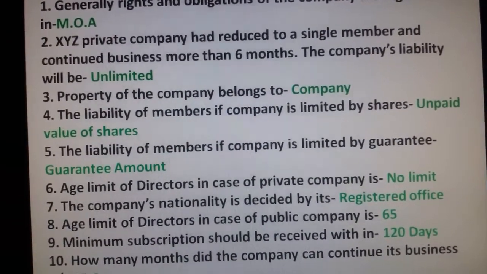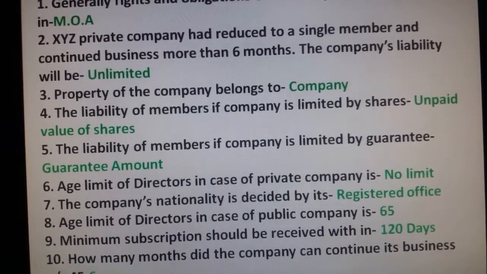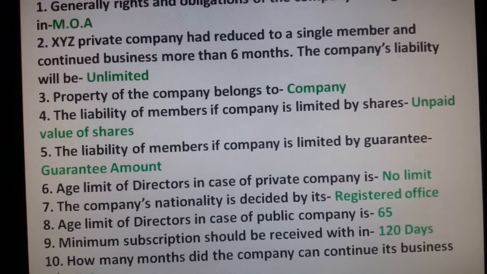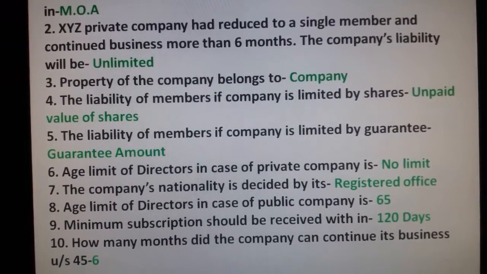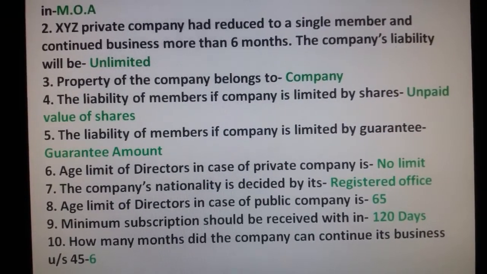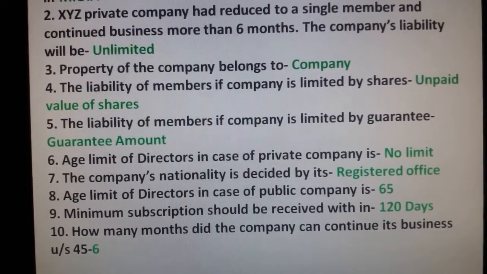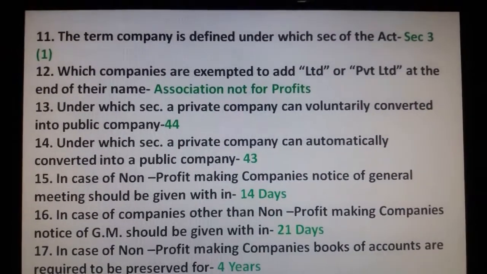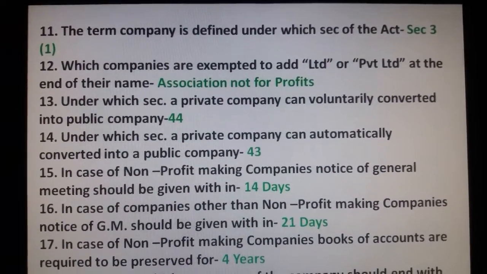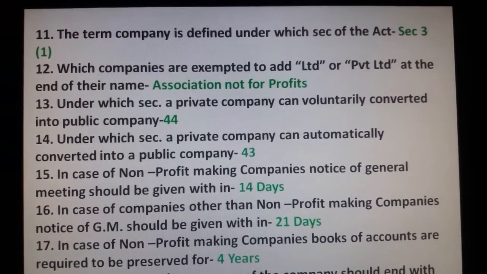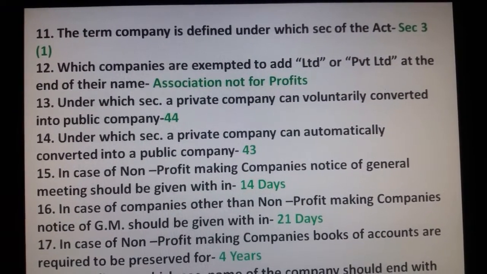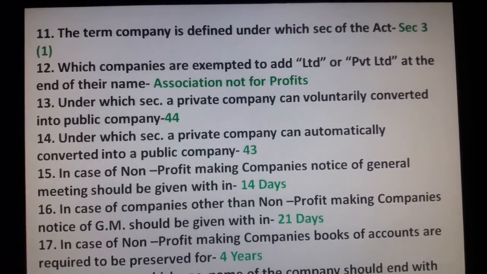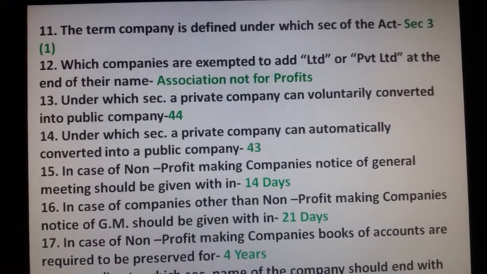Question number 9. Minimum subscription should be received within 120 days. Question number 10. How many months can the company continue its business under section 45(6)? Question number 11. The term company is defined under which section of the Act? Section 3(1). Which companies are exempted to add limited or private limited at the end of their name?